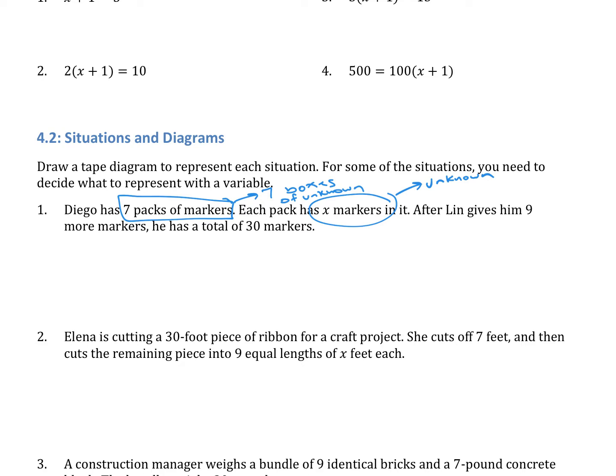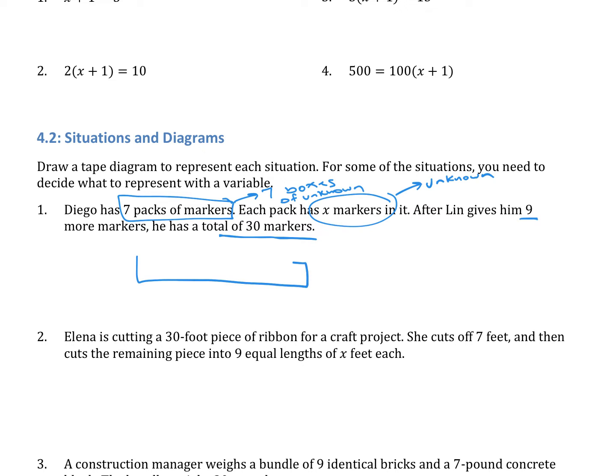It says Lynn gives him 9 more markers. Now, I need to decide if that's grouped with the unknown amount or is it going to have its own little square. So I have to think about it. Is each pack getting 9 more markers, or is he just getting 9 altogether? And he's just getting 9 altogether. So I know 9 is going to be in its own separate box. I also see that he has a total of 30 markers, so I know that my tape diagram is going to be the length of 30. So I'm going to go ahead and draw that.